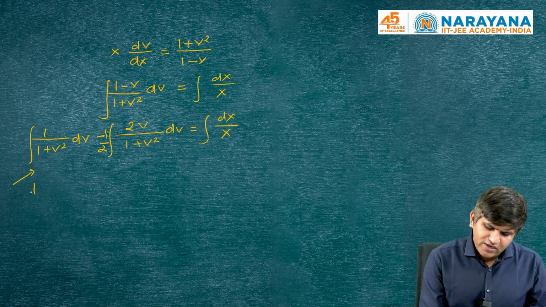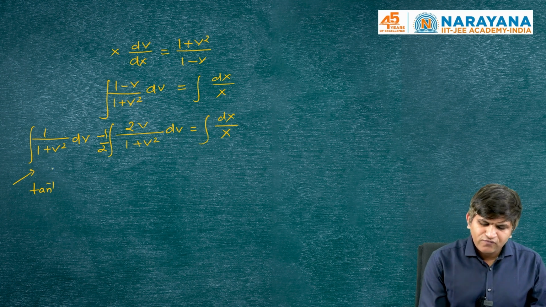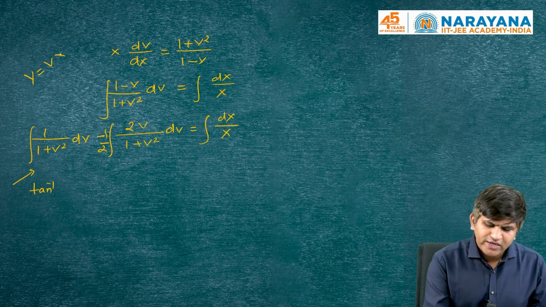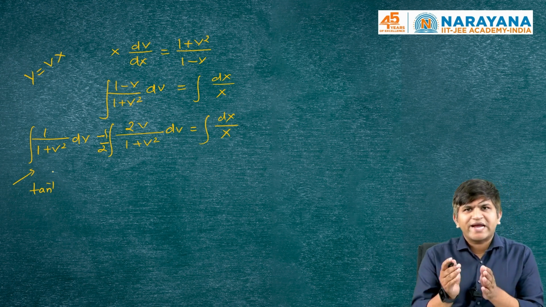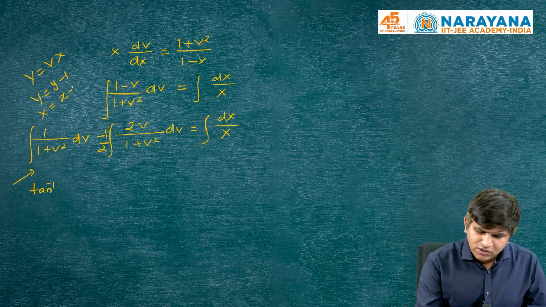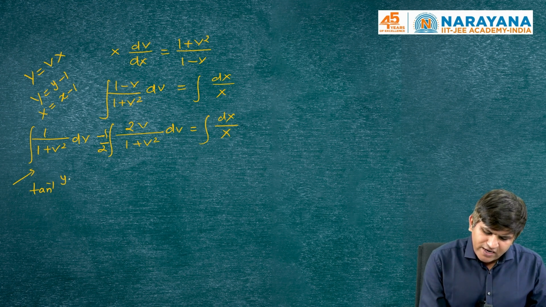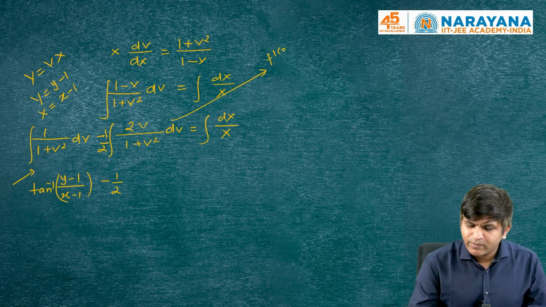So this is directly we can write tan inverse of v. And v we have that y is equal to vx. So we are writing v as y by x, and capital Y we are replacing with y minus 1, and capital X we are replacing with small x minus 1. So we are getting tan inverse of (y minus 1) by (x minus 1), minus half of this. This is the form f dash x by fx dx. So we can write it as ln of mod of fx, correct?